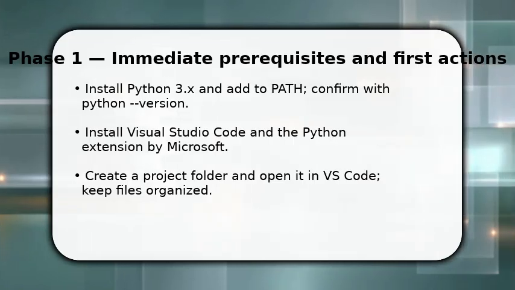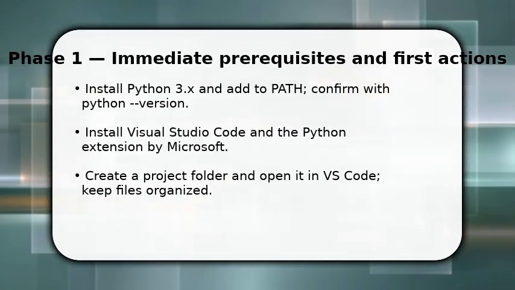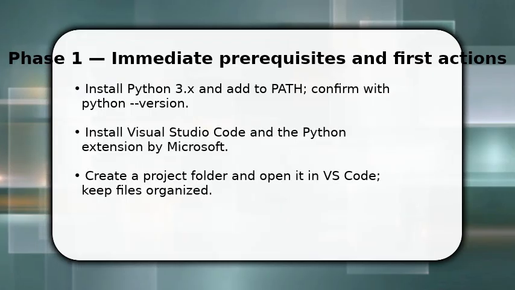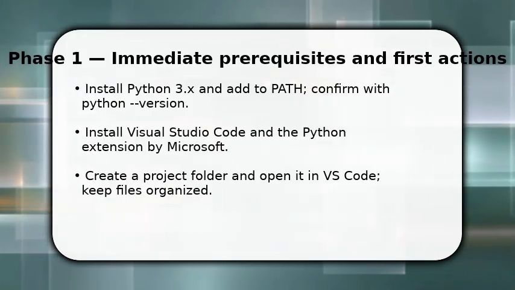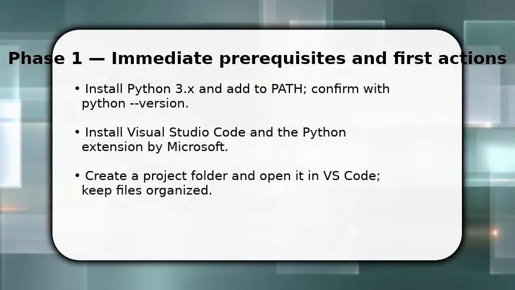You start by installing Python 3.x and ensuring the installer adds it to PATH. This lets the terminal call Python directly. Once done, install Visual Studio Code and the official Python extension so linting and IntelliSense work.